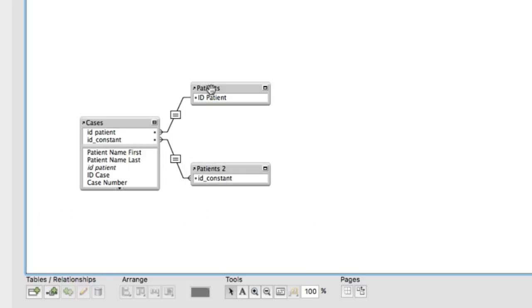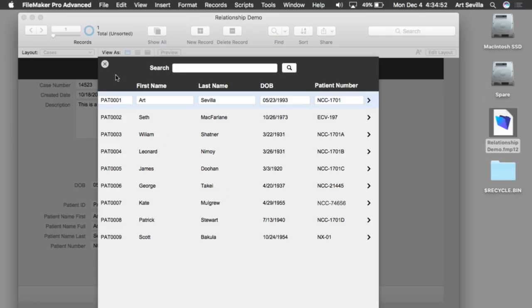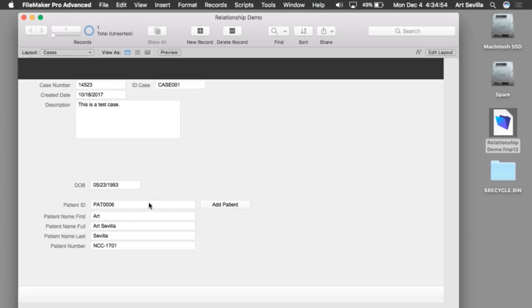We have this other occurrence over here that's related by the primary key of ID patient to the foreign key in cases over here of ID patient. And that establishes the relationship between the patient that's selected by their ID to the case record over here. So when I looked at the layout, what was happening is when he selected something in that list, he would get the correct patient ID over here, but it would not bring over the correct patient information.